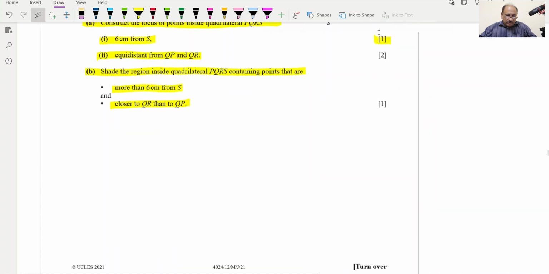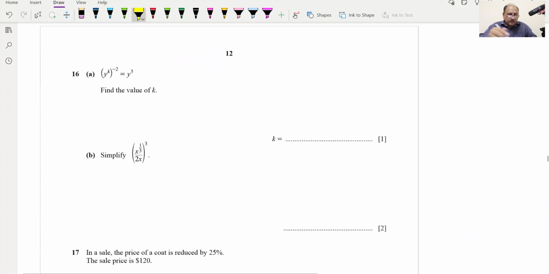So this question is done. This last part was 1 mark question, and this is question number 16. Question number 16, we have to find the value of K, and for that one we will be opening the bracket also.